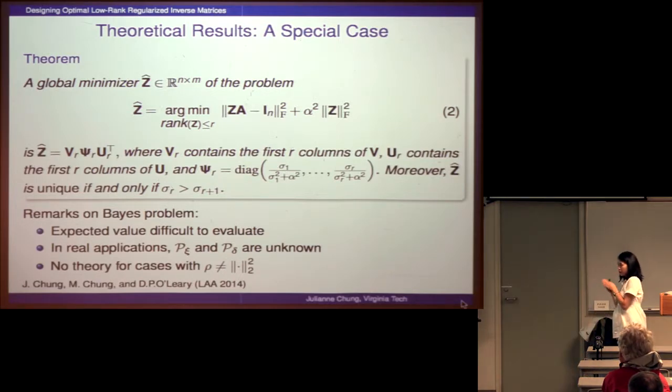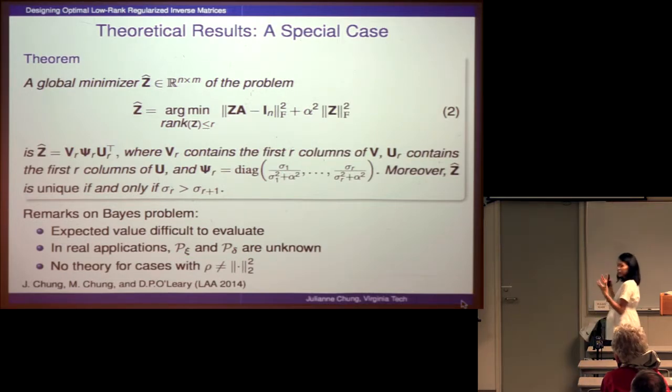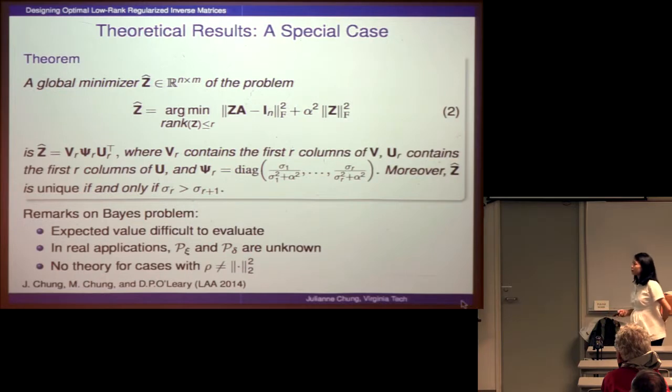So in the Bayes formulation, it turns out that you don't usually solve the Bayes problem because, well, number one, that expected value is hard to evaluate. Number two, you have to know the probability distributions, and so for us, this was more of an interesting linear algebra result rather than a practical result. But this is the paper if you want to see the result for the general case as well. And as I mentioned, for other cases where rho is not the 2 norm, we don't have any theoretical results. It's a bit complicated to think about that in terms of the Bayes framework.